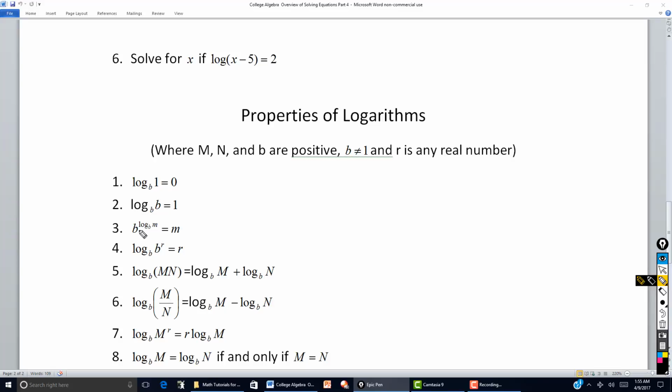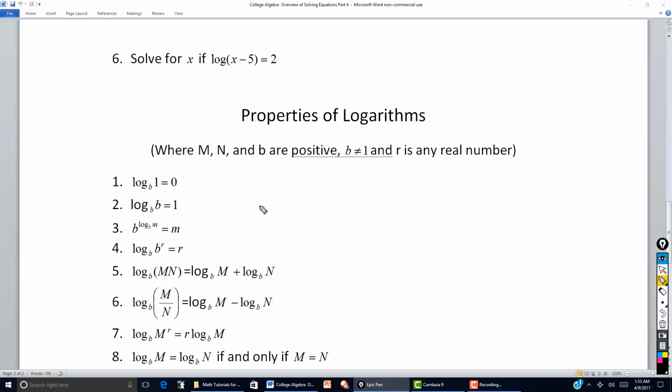Now the next one might not be that clear, but this is saying if you have a base b and then you have an exponent, a log power, and the base of the log is b, then the answer is going to be whatever this is here. So this one is not as clear, but let's write it.